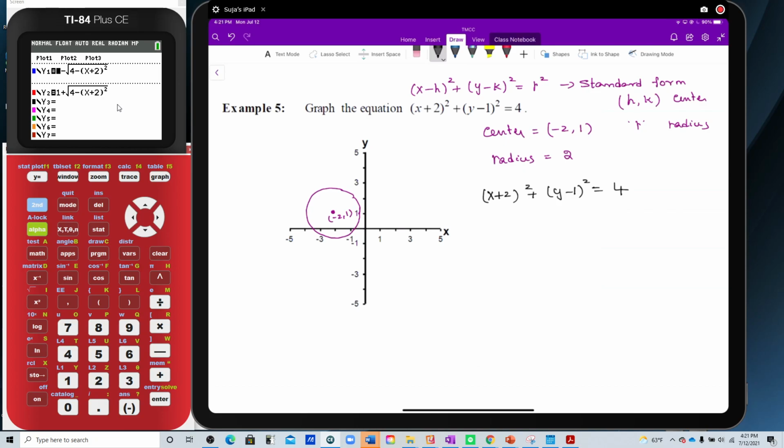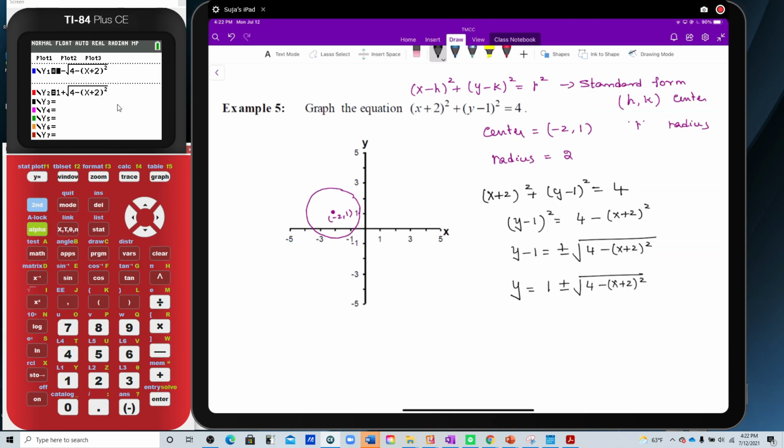First I will keep (y minus 1) the whole squared on my left-hand side and move (x plus 2) the whole squared to the other side. So it's 4 minus (x plus 2) the whole squared. Now I'll take the square root, so y minus 1 is plus or minus the square root of 4 minus (x plus 2) the whole squared. Or if I want to write it as y equals, the -1 will move to the right, so it becomes 1 plus or minus the square root of 4 minus (x plus 2) the whole squared.